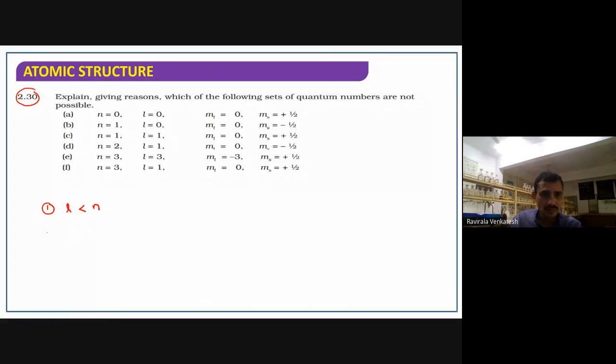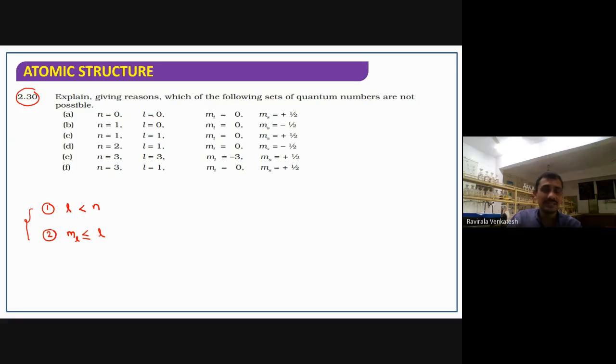Second value you have to observe here, ML values. The ML values must always be less than or equal to L value. These two conditions, if you remember, you can easily give the answer. L must be lesser than N, whereas magnetic quantum number ML values less than or equal to L value. We just check this one. Now, N value, no need to check. You start from L now. Now, L and N both are equal.